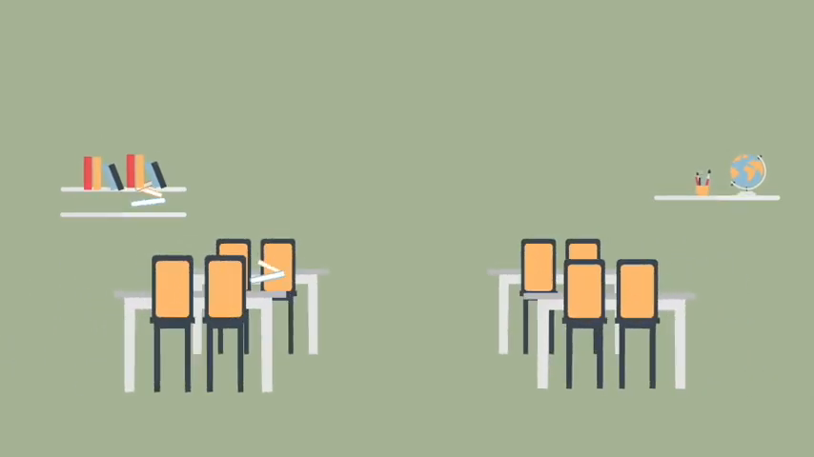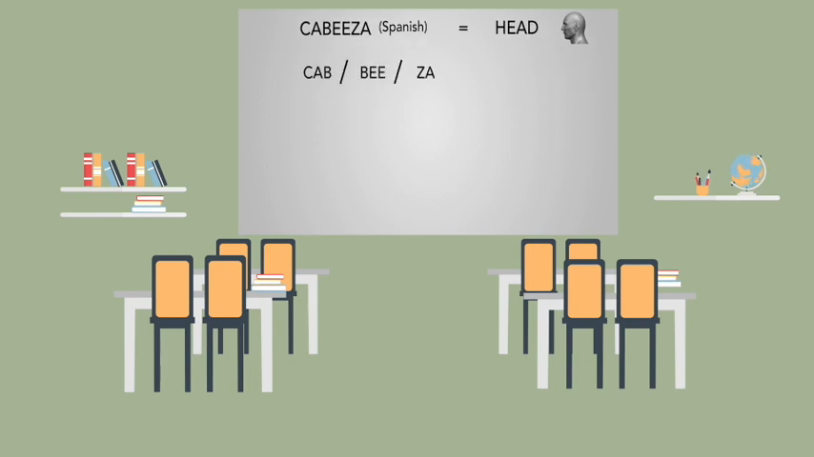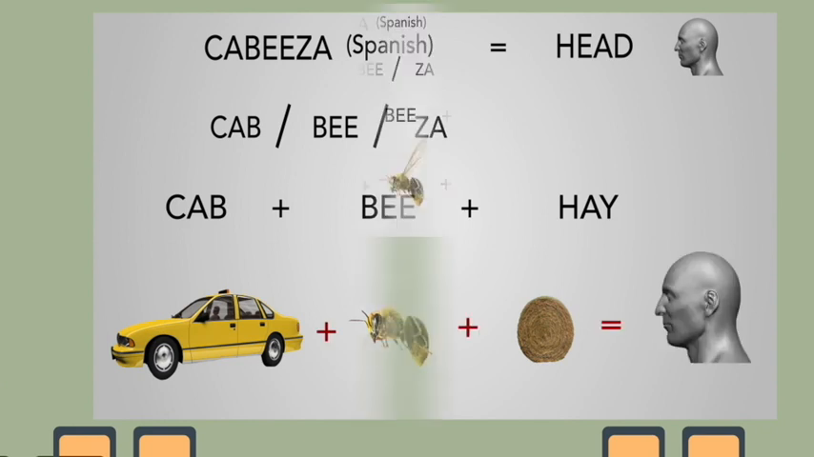Let us take one word, cabeza. Can you guess which language it is from? In Spanish, cabeza means head. Your first step is to split the word into pieces. So that makes it cab, b and he. Now you can easily visualize cab, b and he. Second step, visualize cab, b and he. Third step, link all these words to form head.